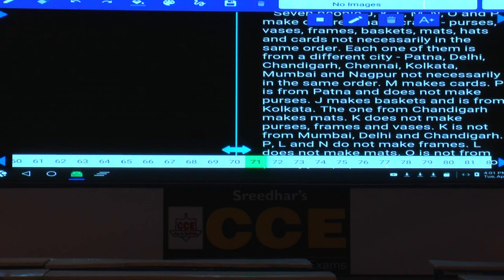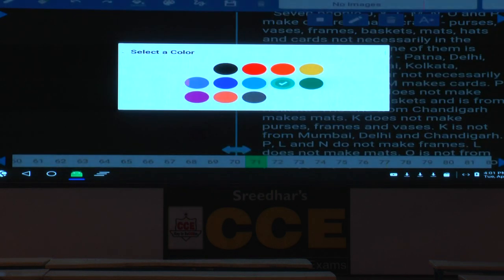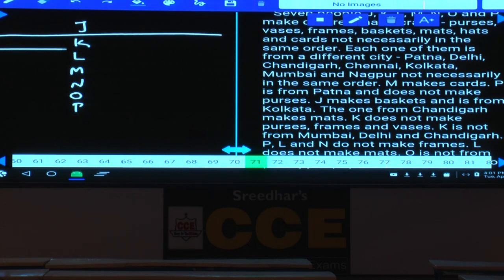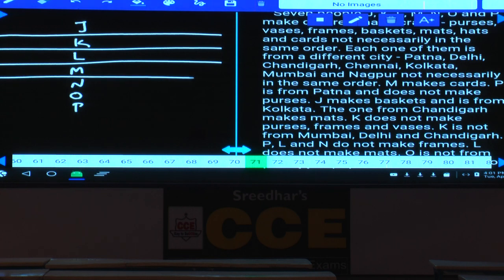Now, the persons J, K, L, M, N, O, and P are the persons here. First, we need to fix the persons here. J, K, L, M, N, O, and P, isn't it? O and P, and they make different articles, and at the same time, what is the other parameter given here?